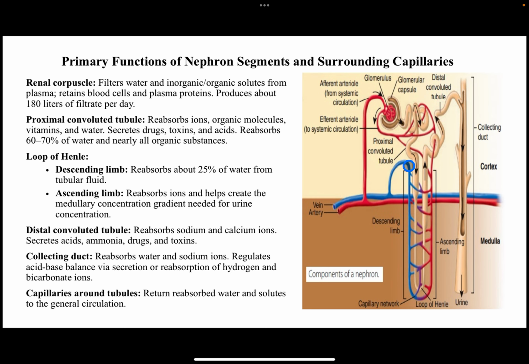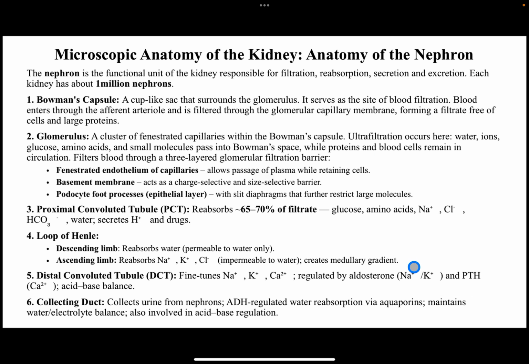So we have the loop of Henle. At the loop of Henle, reabsorption also takes place, specifically reabsorption of water. Then at the ascending limb, reabsorption of sodium, potassium, and chloride can also occur.